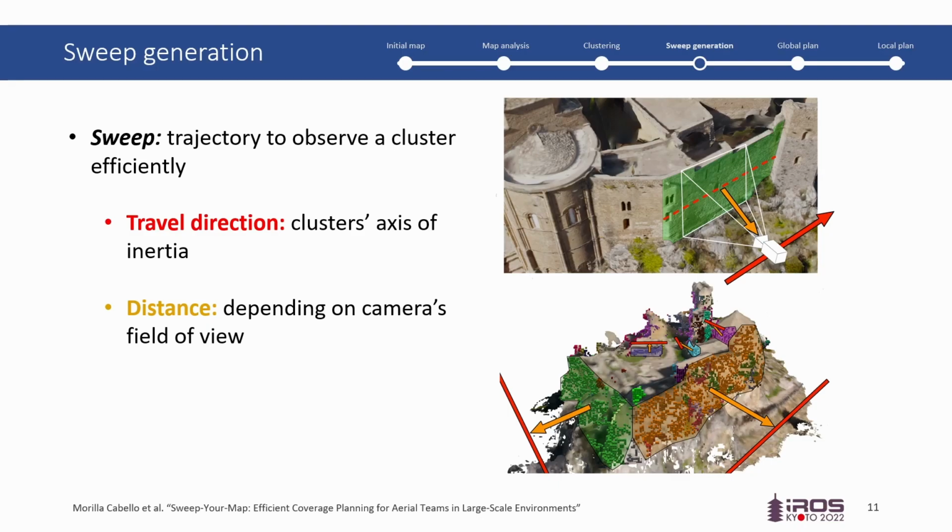Then, the drone traverses the cluster following its main axis of inertia, which is the red dotted line on the right. The observation distance is computed so the camera field of view can capture the whole cluster. It is worth noticing that the observation direction of the cluster is orthogonal to the travel direction of the sweep. That's why we use a monocular camera mounted on a gimbal for observation and a stereo pair for navigation.